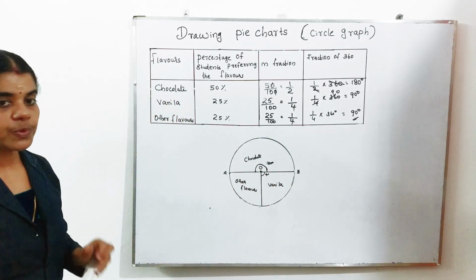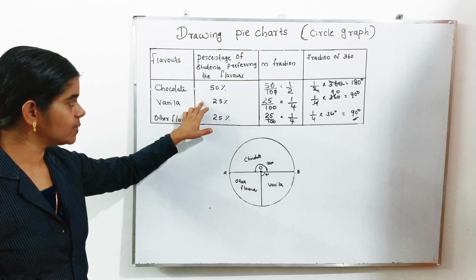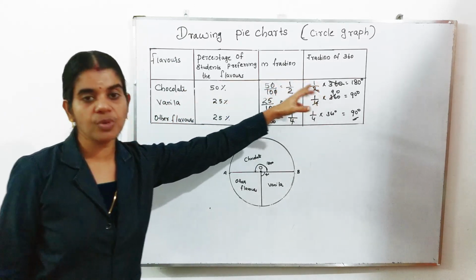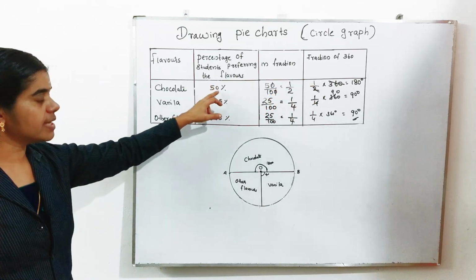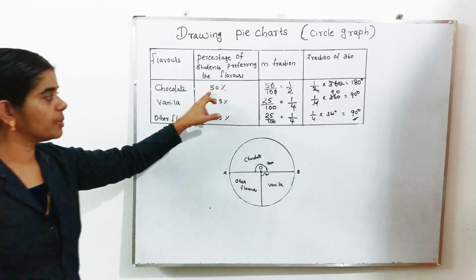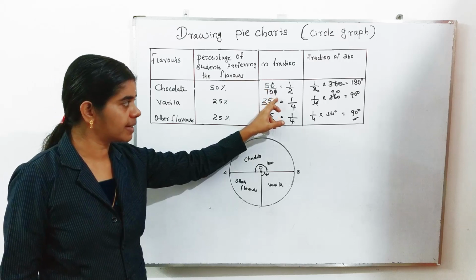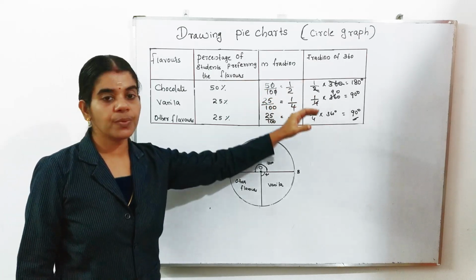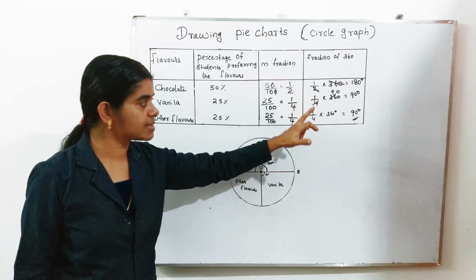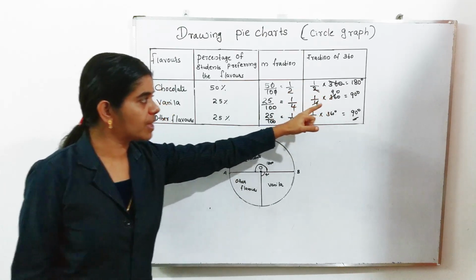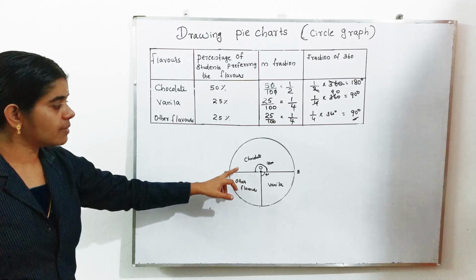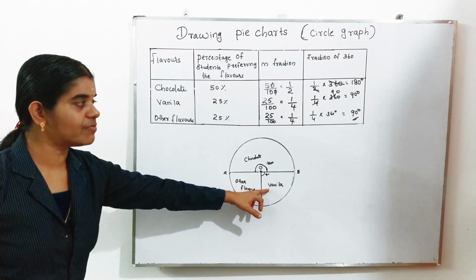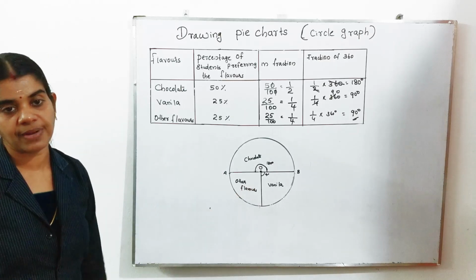You clear? After getting the values, you want to make another two columns: fraction and fraction of 360. In fraction, here percentage is given, that's why denominator will be 100. 50 by 100 is equal to 1 by 2. 25 by 100, 1 by 4. Then you want to look how many parts of 360. 1 by 2 into 360 you will get 180. Then 180 degree liked by chocolate, 90 degree liked by vanilla, 90 degree by other flavors.